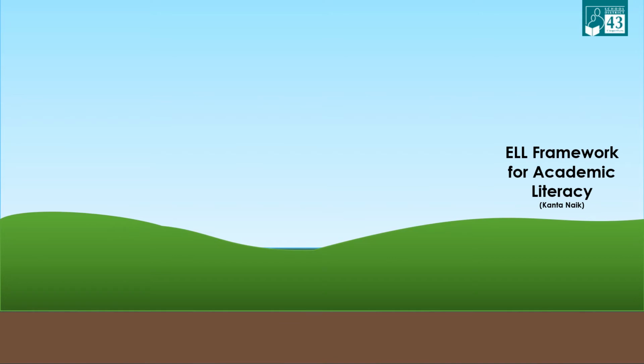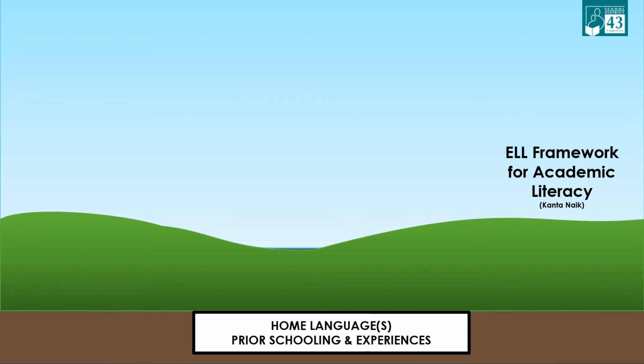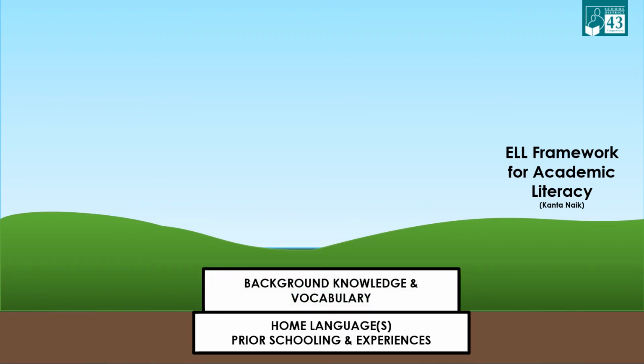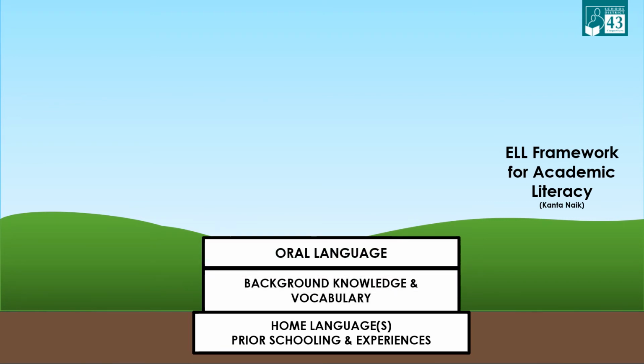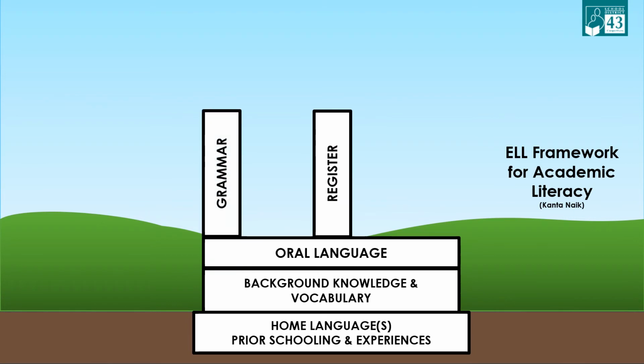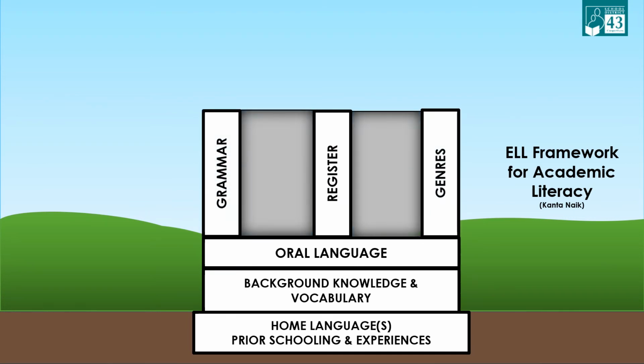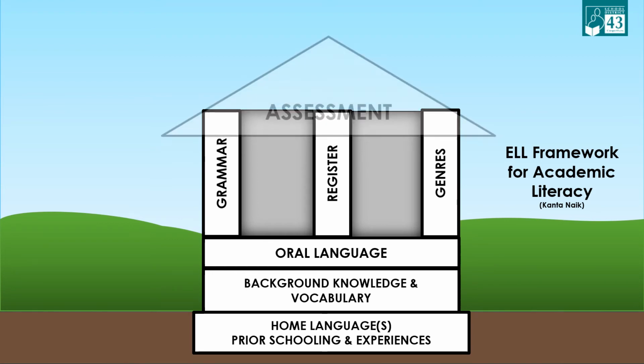But where does this fit in our ELL framework for academic literacy? Let's take a look at our house graphic and find out. The foundational piece is always getting to know our students, their home language, their prior schooling, their experiences. And we build on that with background knowledge and vocabulary instruction. Oral language is also very important as a foundational piece. Then we have our pillars: register, grammar, and genre. And finally, no house is complete without a roof: assessment.